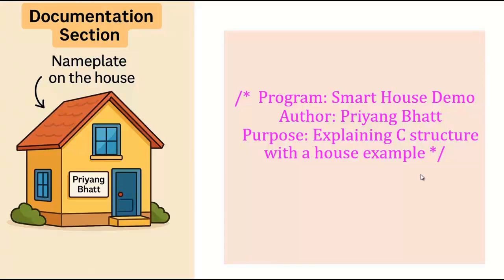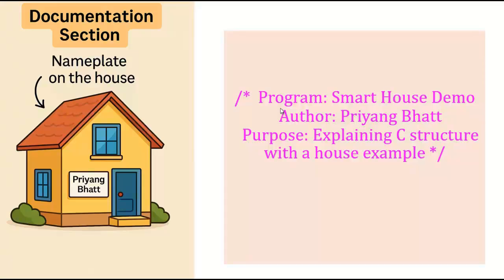It's just for humans to understand, because generally we write the documentation section using comments like this. Here you can see program Smart House Demo, author Priyank Bhatt, purpose explaining C structure with a house example, and you can see this information inside the comment section. This is a multi-line comment, and we use a double forward slash for a single line comment in C, right? So this is our first section, the documentation section. Just remember, nameplate on the house.